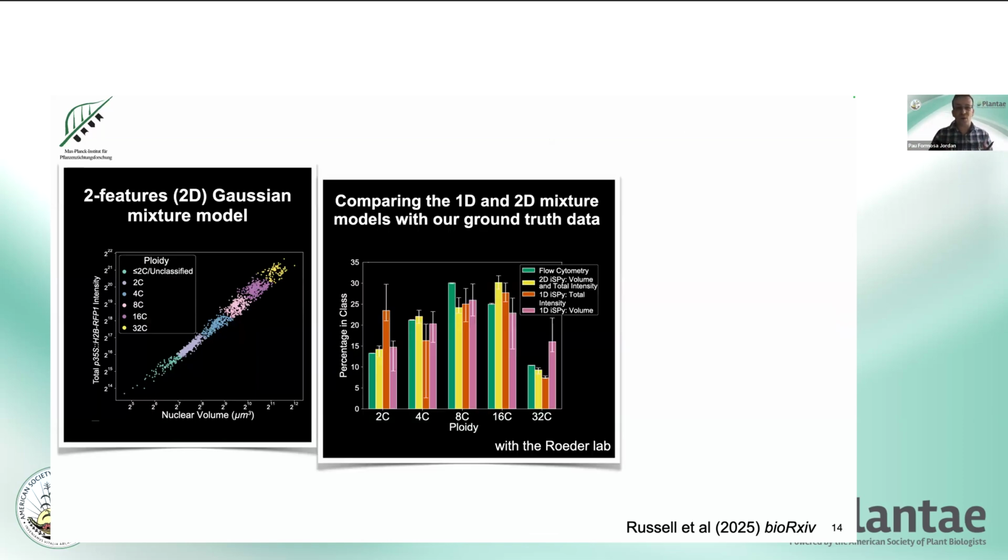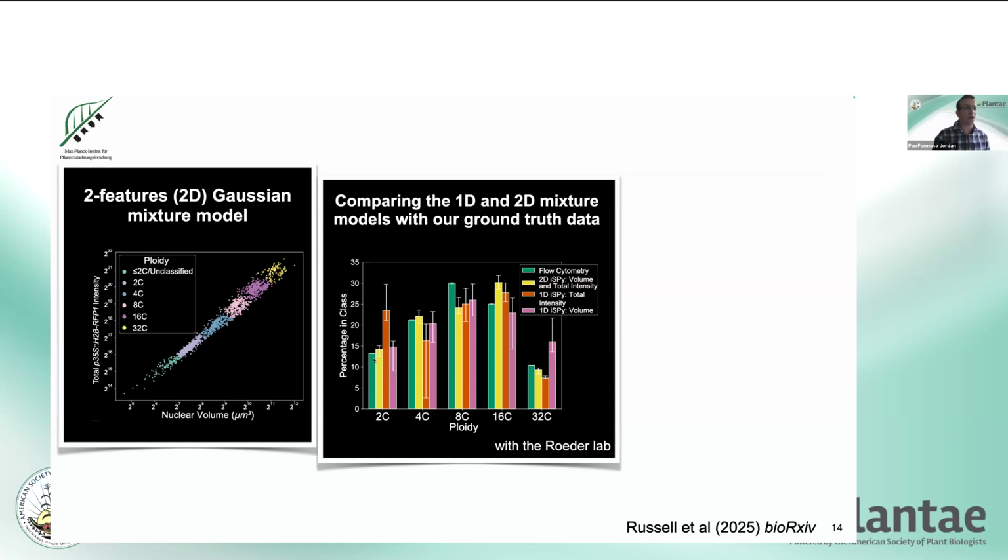And then you can try to compare what's going on when you have a fit using just the volume, a fit using just the intensity, and a fit using the two characteristics, so that will be the 2D fit. And then you can compare it with your ground truth, and in our case it is the flow cytometry data in green, okay? If you look carefully through this plot, it will be easy to convince you that the 2D fit is doing a good job.